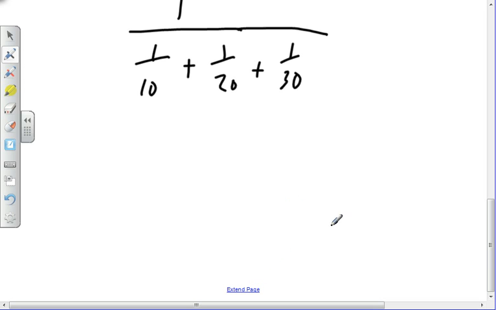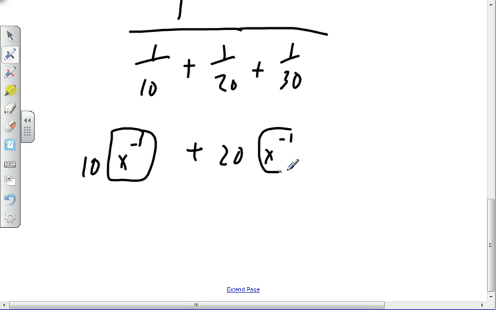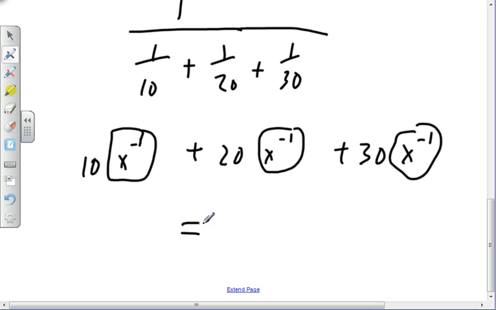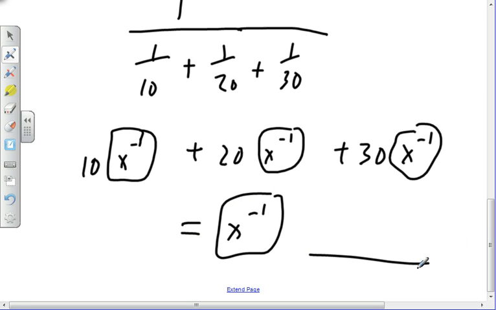But that's not what we do. What we do is we use our calculator and we go 10, the 1 over key, plus 20, the 1 over key, plus 30, the 1 over key. And you'd have to find where that key is, equals, 1 over key. And that's going to give you the answer directly, and you wouldn't be finding a common denominator, you wouldn't be inverting and multiplying, you wouldn't be doing any of that other stupid stuff. You would just be using your calculator to get the right answer.